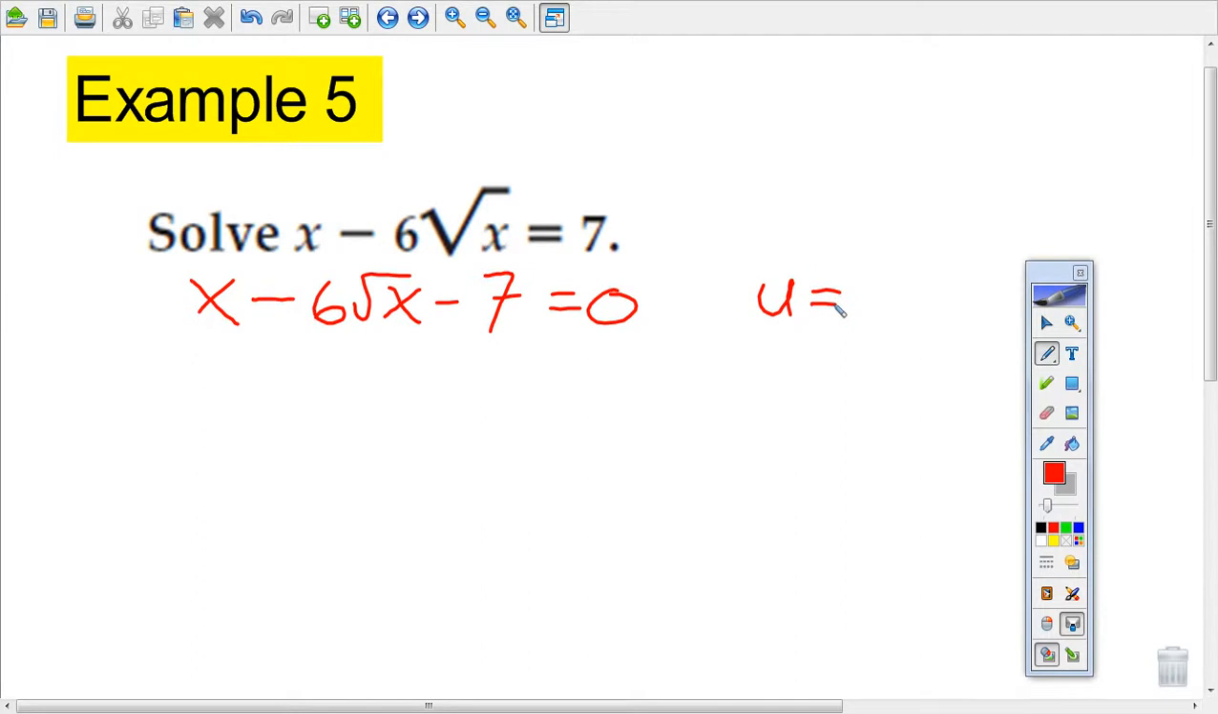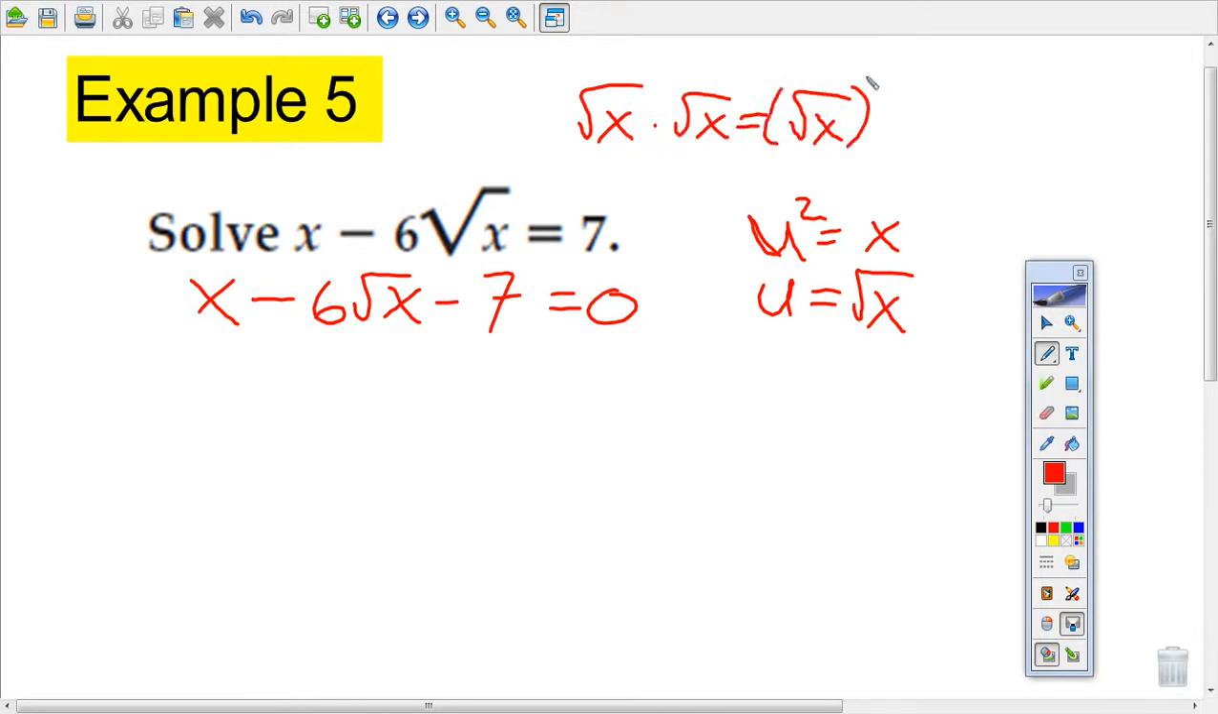And Dominique, what should u equal? Radical x. Does that make u squared equal to x? Yes, it does. The square root of x times the square root of x is x. So the square root of x times the square root of x equals x, because this is the square root of x all squared, which is x. What's confusing about that? This is x to the 1/2, right? Squared is x. It works.